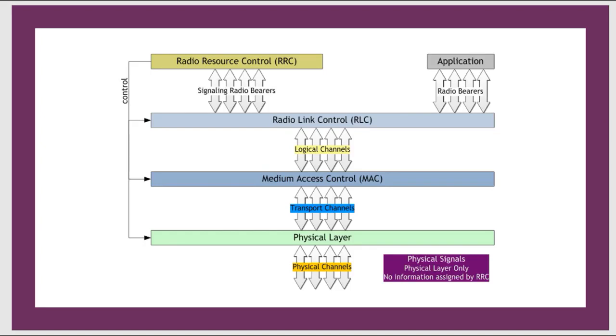One more thing to note in this particular slide is that RRC can control all the three layers that are present in the access stratum. Those are RLC, MAC, and physical layers. Apart from these layers, there are only a few signals that are present in the physical layer. That is, RRC cannot control the information that is present in the physical signals, so they are present in the physical layer only. One example of these physical signals is synchronization signals. These synchronization signals are used for time and frequency synchronization when we are first going to communicate between eNode B and UE.